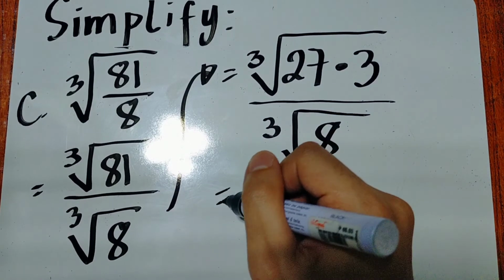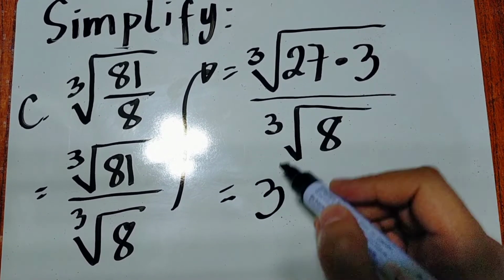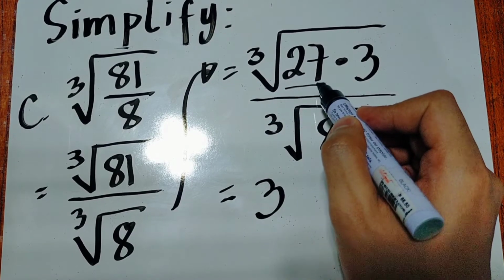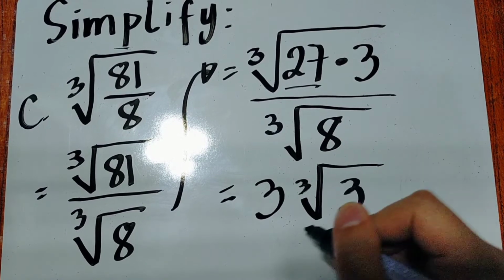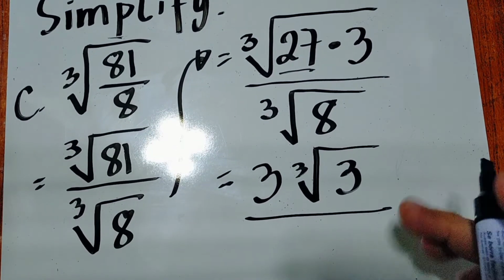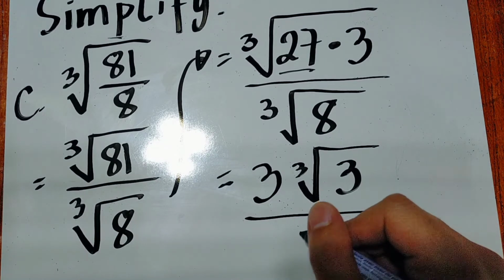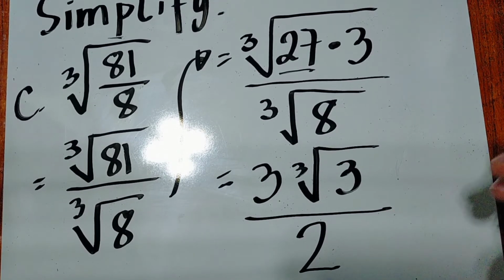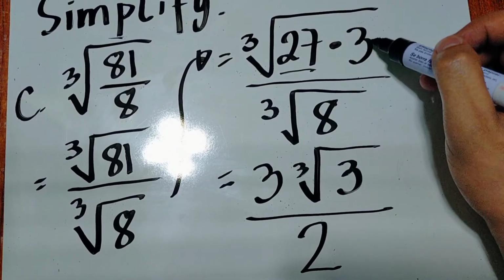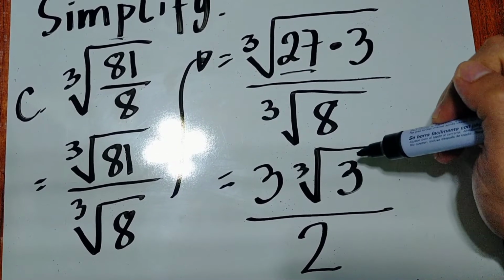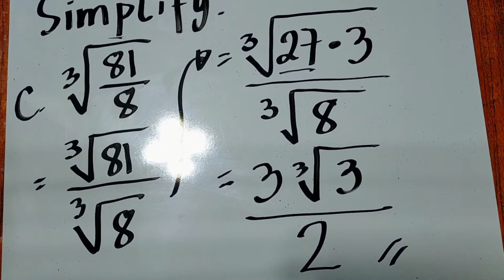Okay, so simplify natin siya. This will become 3. Bakit naging 3? Kasi ang cube root ng 27 ay 3. Then, ang naiwan sa loob ay yung 3 na lang. Then, ang cube root ng 8 ay 2. Again, ang cube root ng 27 ay 3, kaya nasa labas siya. Then, natira sa loob is 3. So, the answer is 3 times the cube root of 3 over 2.